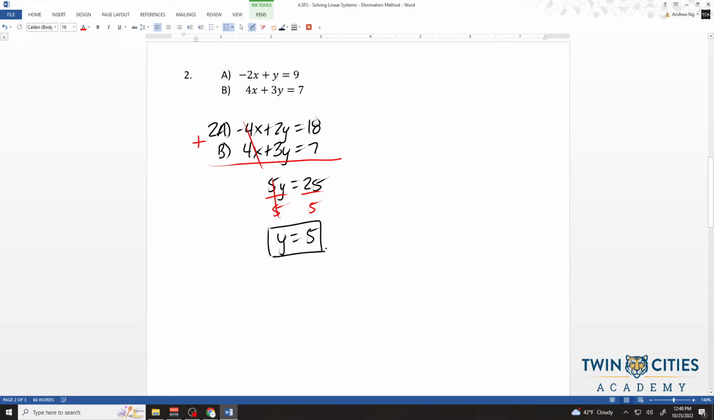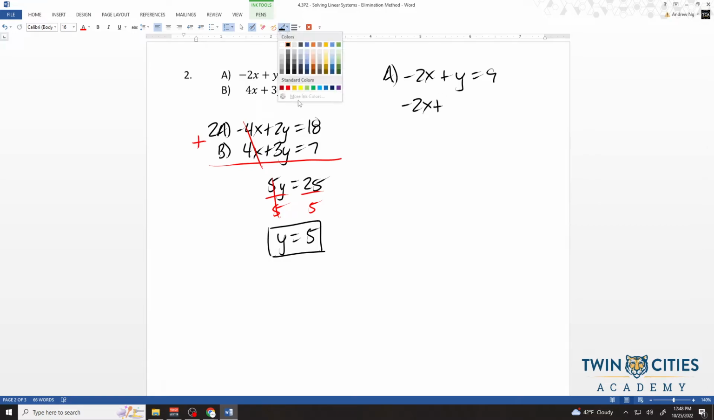From here, I can take y equals 5 and plug it into any equation within my system to find x. So let's do the top one here. Negative 2x plus y equals 9. I now know that y equals 5. So negative 2x plus positive 5 equals 9.